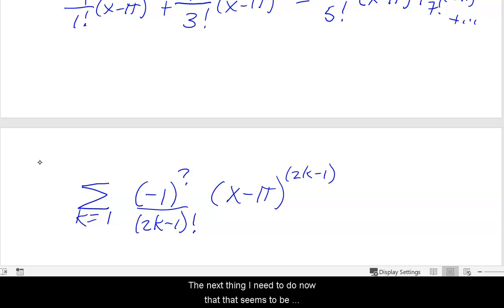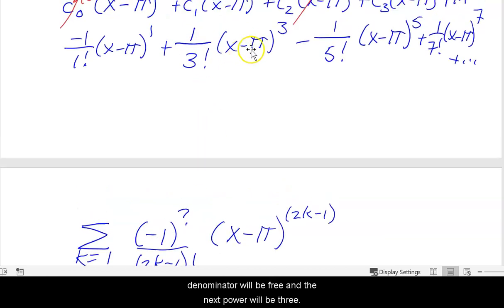The next thing I need to do, now that that seems to be working: when k is 1, this will generate the 1, and this will have power 1. When k is 2, 2 times 2 is 4, minus 1 is 3. So the next denominator will be 3, and the next power will be 3.